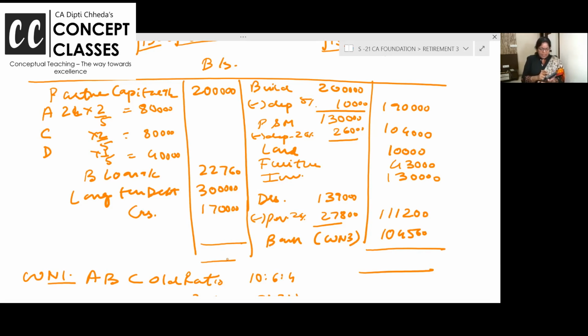222,760 plus 4,70,000. You know how I'm doing 470? 3 और 170 को एक साथ लिख लिया. 692,760. 692,760 minus 190 minus 1,04,000 minus 10,000 minus 43 minus 130, 1,11,200. अब 20 minutes के अंदर एग्जाम ओरिएंटेड प्रॉब्लम इज ओवर. आस्क योर डाउट्स.